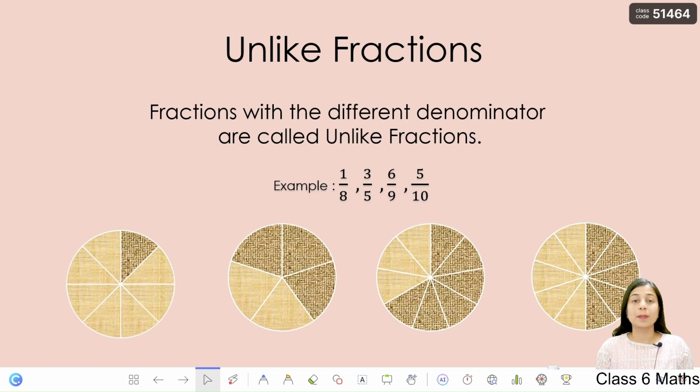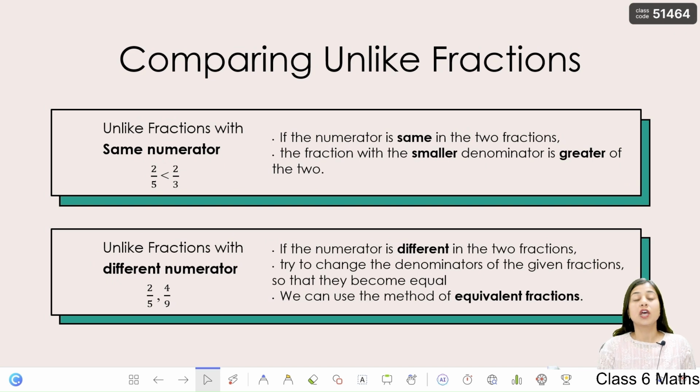Moving ahead to the next topic, comparison of unlike fractions. Unlike fractions are the ones in which the denominators are different, but the numerators can be same or different. If we have same numerators, then we just have to observe the denominator and we can compare the fractions: smaller the denominator, greater the fraction. And with different numerators, we have to use the method of equivalent fractions. That is, first of all, we will make the denominators same and then we will compare the fractions. And in detail, we are going to learn it in the upcoming slides.